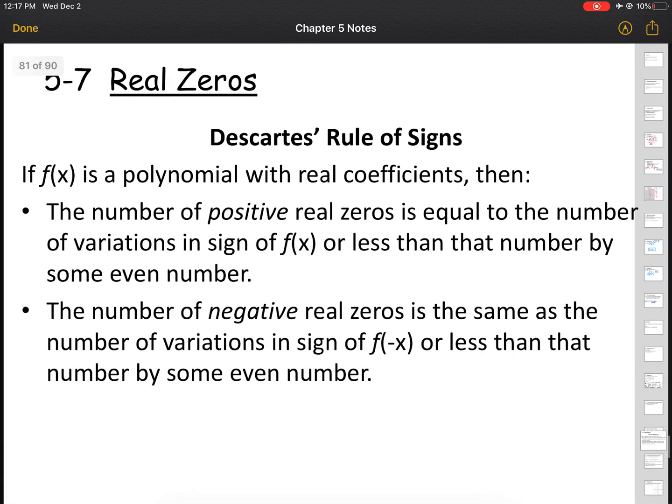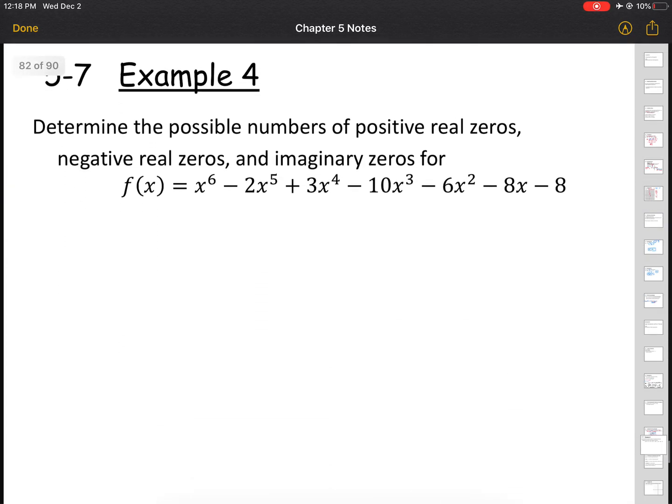And the last thing we're going to talk about is how we can use Descartes' rule of signs. If a polynomial f of x is a polynomial with real coefficients, then the number of positive real zeros is equal to the number of variations in sign of f of x, or less than that number by some even number. And the number of negative real zeros is the same as the number of variations in the sign of f of negative x, or less than that number by some even number. Okay, so let's try to figure out how many positive, negative, or imaginary zeros there are for this polynomial here.